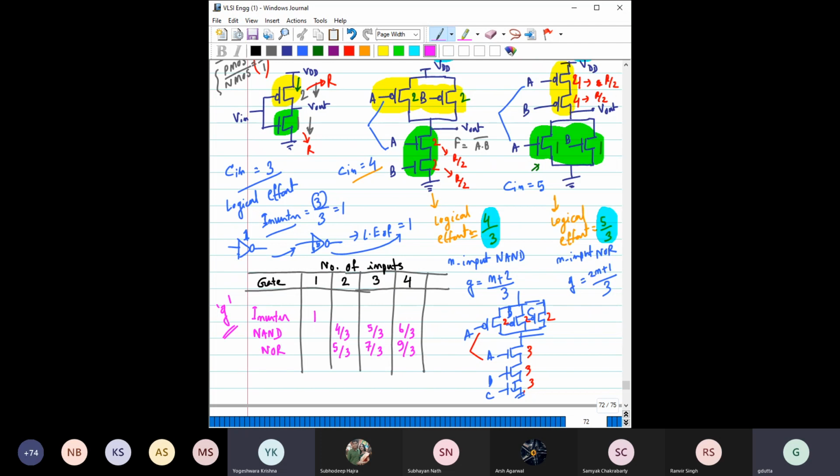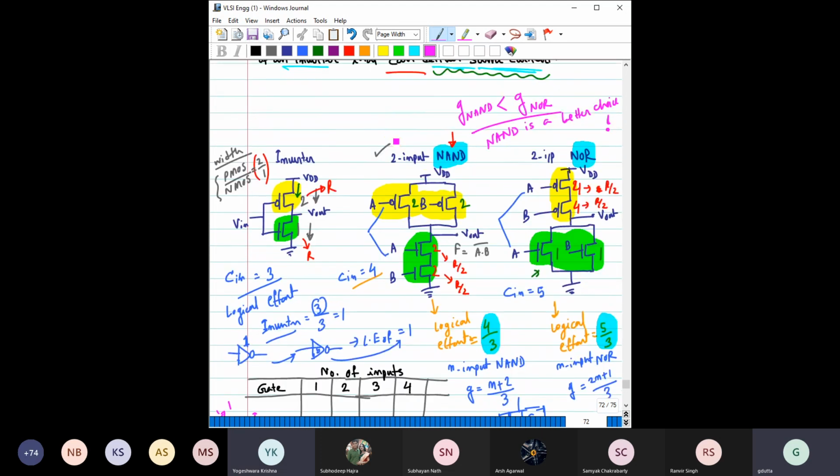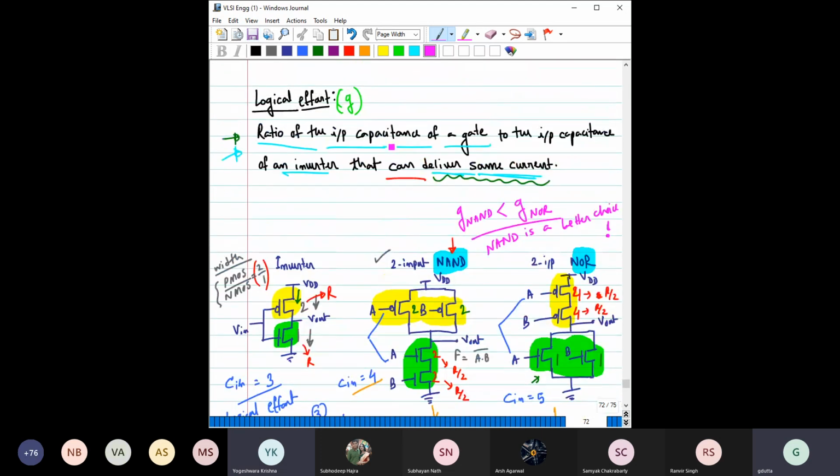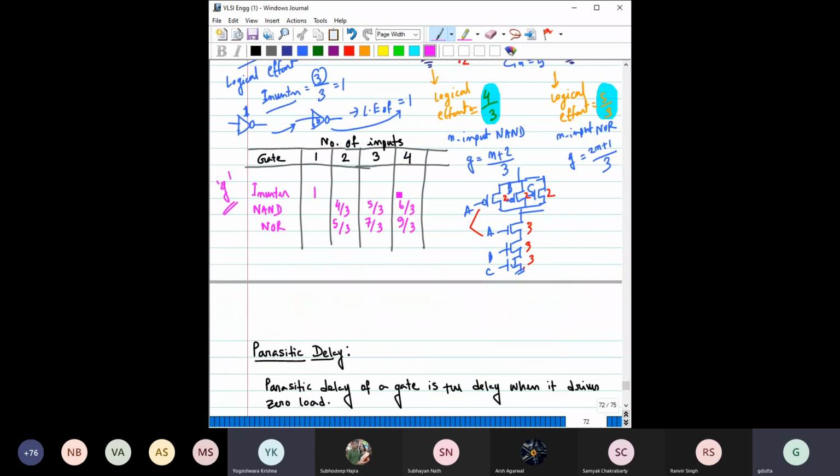So is this logical effort clear to you? Logical effort, in other words, indicates how good a particular gate is at producing output current compared to an inverter. If you have understood how to find it and what this logical effort means, then let us move to the next step.